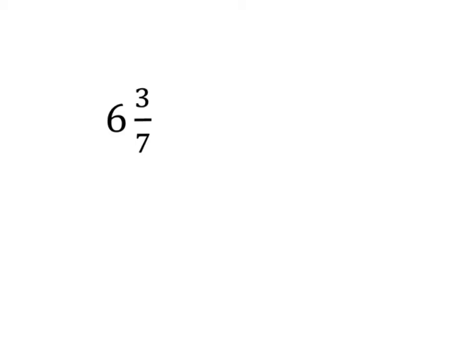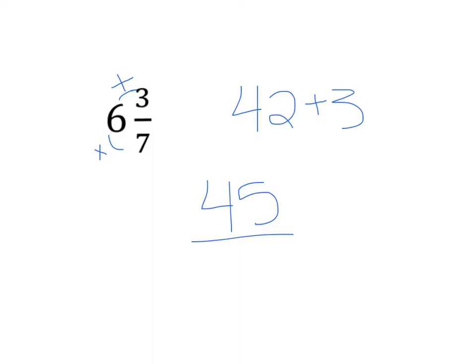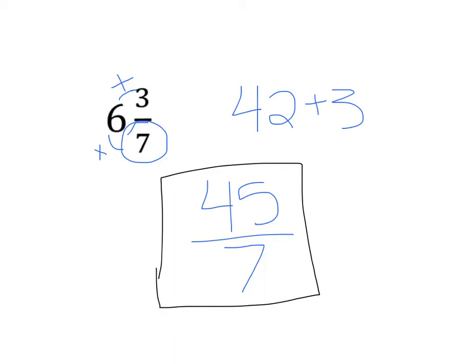This is already a mixed number. So to do that, we take 7 times 6, which is 42, and then we add 3. 42 plus 3 is 45. So we have 45, and then we always keep our same denominator, or the same number on the bottom. So turning 6 and 3/7 into an improper fraction, we would get 45 over 7.